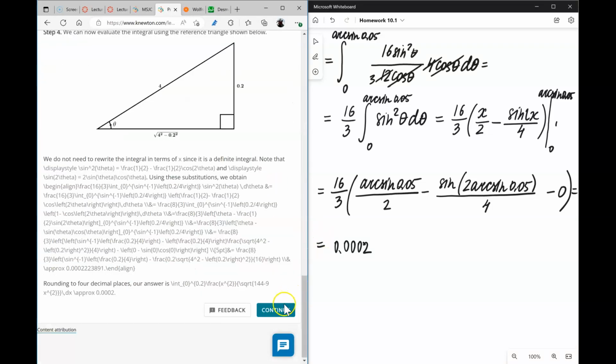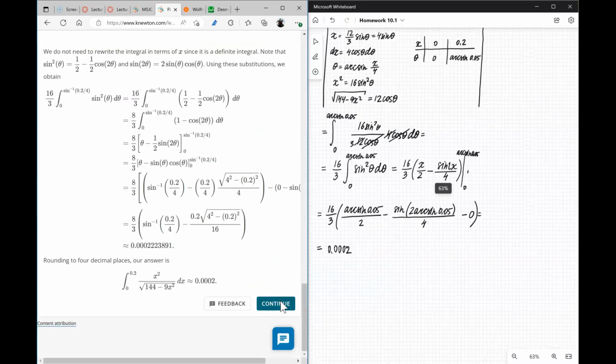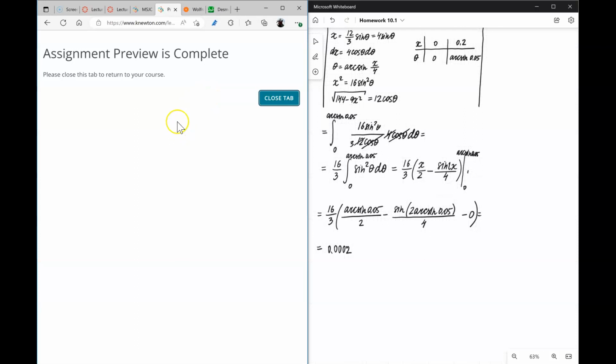And we finished this homework. So if you have any questions about how to use this pattern, please feel free to reach out.